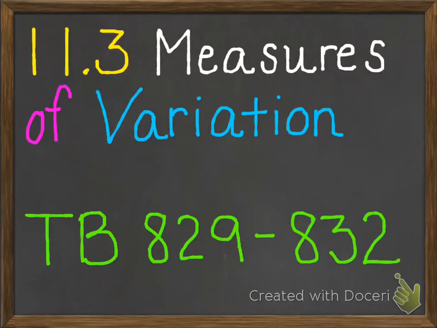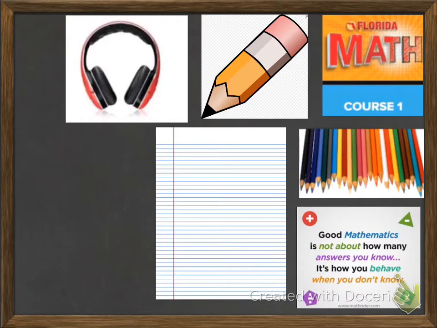Hello and welcome to Chapter 11, Section 3, which is going to be on measures of variation. It's going to start on textbook page 829 and go through textbook page 832. You are going to need the following items here.